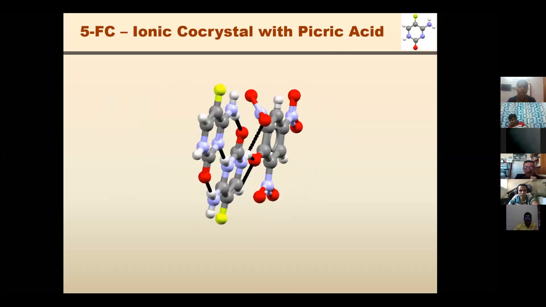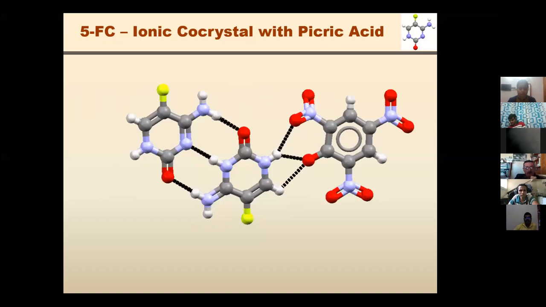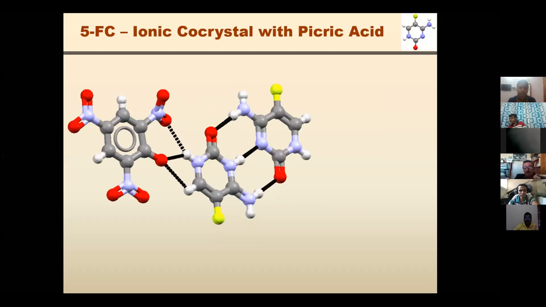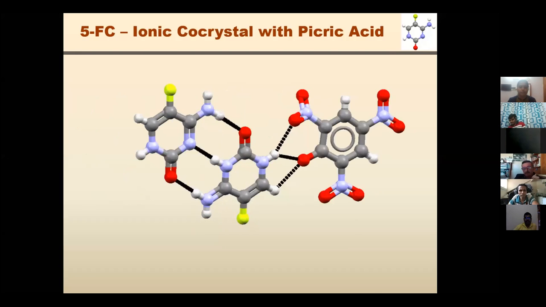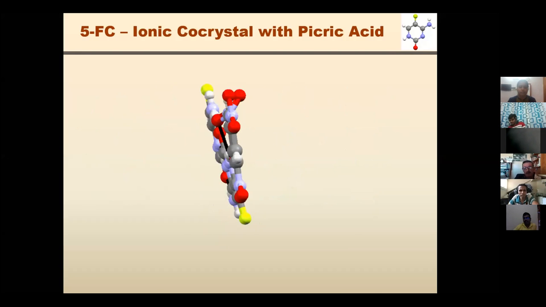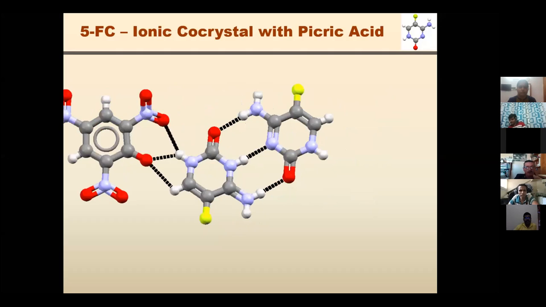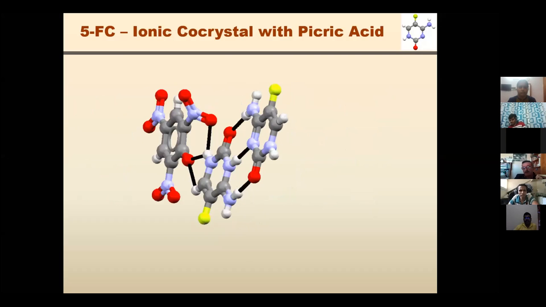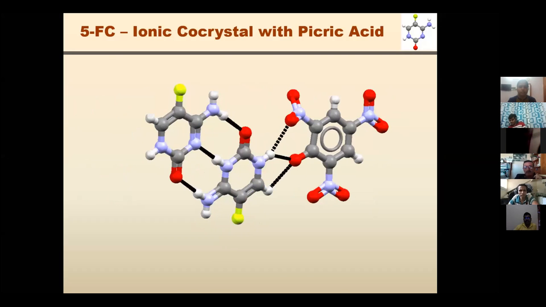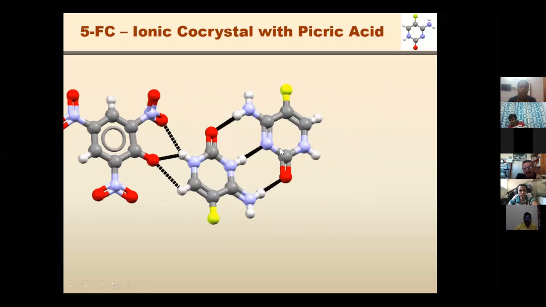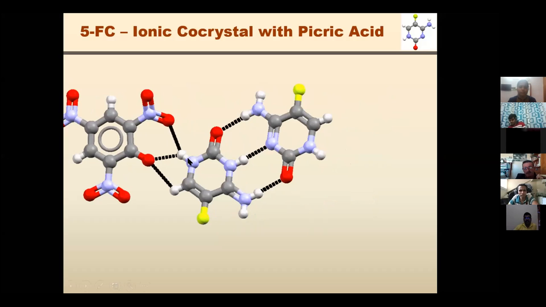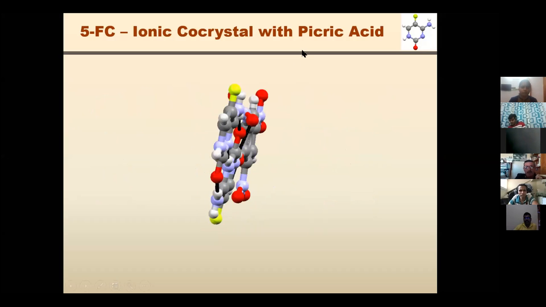This picric acid was a nice co-former with three NO2 groups and one OH group, so a lot of interactions able to form. And here you can see one 5FC is protonated and one is not: an ionic co-crystal.